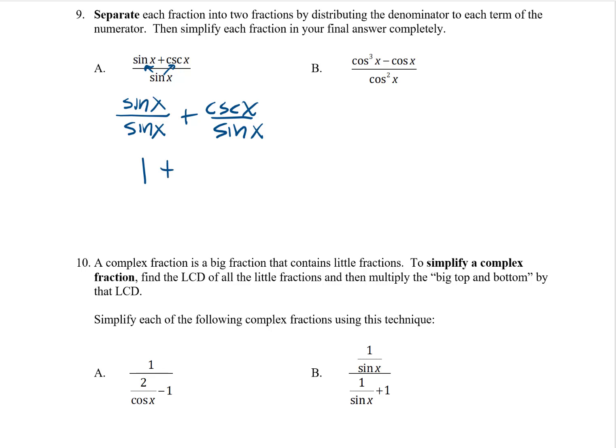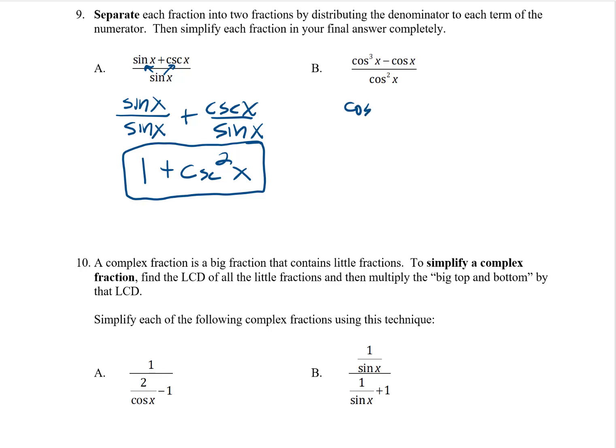Of course, the first one is just a 1, sine x divided by sine x. The second one, I guess what I could do is reciprocate that sine x to the top, making it another cosecant x, and so I would have cosecant squared x. In other words, I don't even have to have a fraction there. Here would be the simplified final answer.